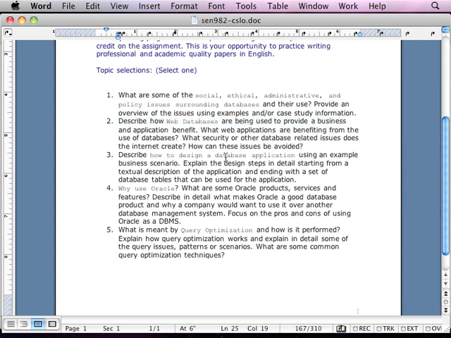Third one, how to design a database application. Do not give me source code. Do not give me pages of output of program results or something like that. It's only 2 pages. You have to use an example of a business scenario and then explain the design steps and details, starting with the textual description of the application.